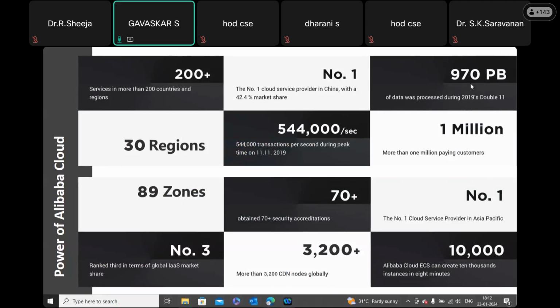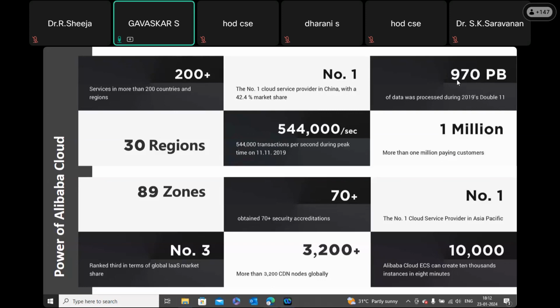This is the volume of data which is processed during the Double 11 festival. It is a festival similar to Big Billion Day. I hope everyone may be knowing about Big Billion Day in Flipkart or Amazon. So you know that an enormous number of requests will be accessed during that particular Big Billion Day. Similarly, Double 11 is one of the Chinese festivals, and you see the data processed in a single day.